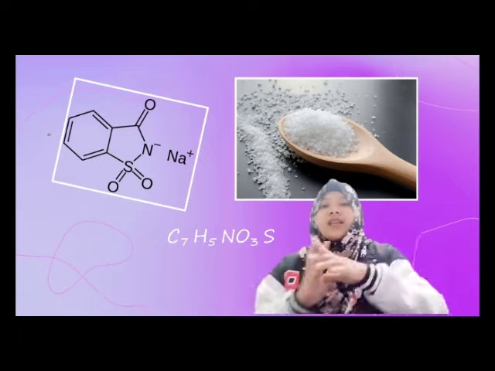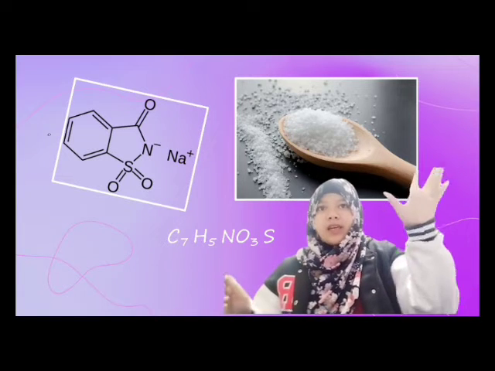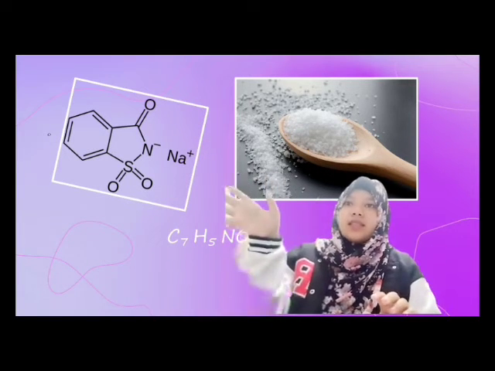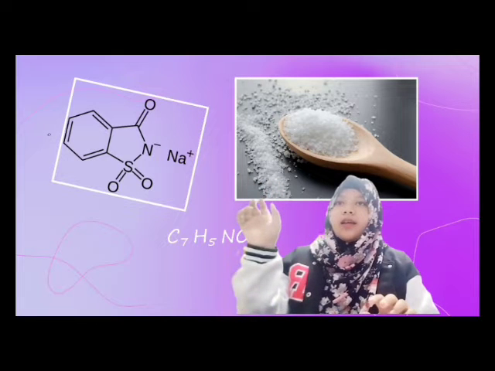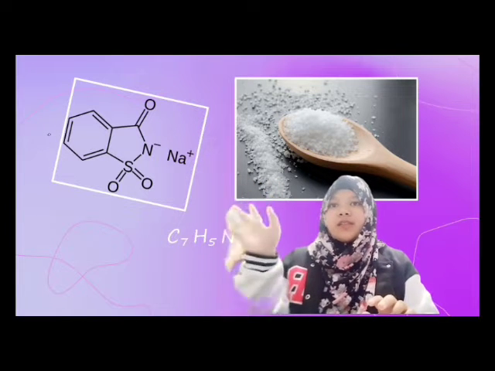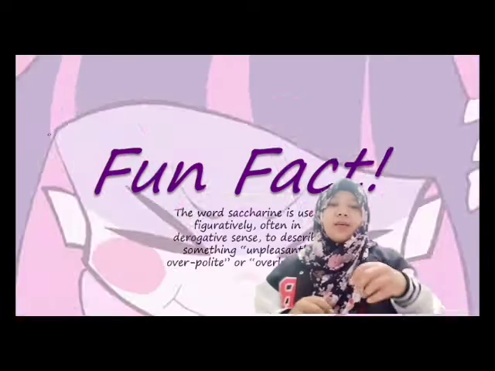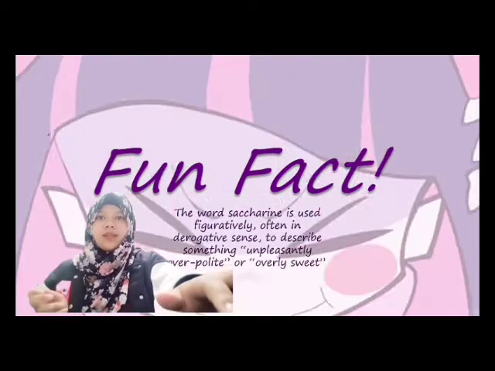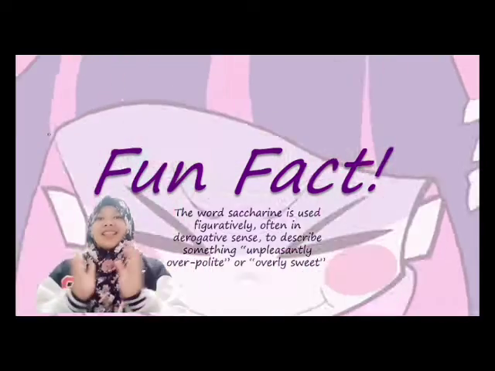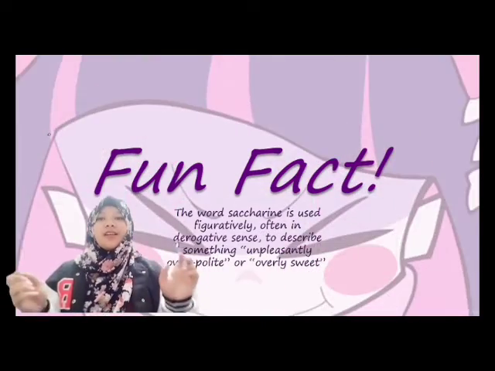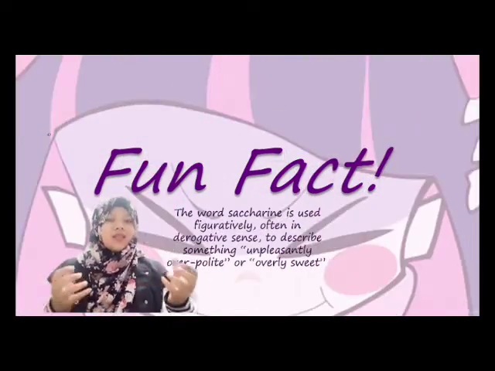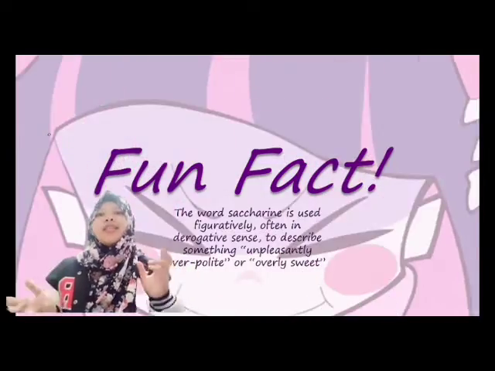Now this is saccharin and what it looks like in its raw material, and this is the chemical structure of saccharin, which contains C17H5NO3S, which is of course the chemical formula. Fun fact, saccharin is used figuratively, often in a derogatory sense, to describe something unpleasantly polite.